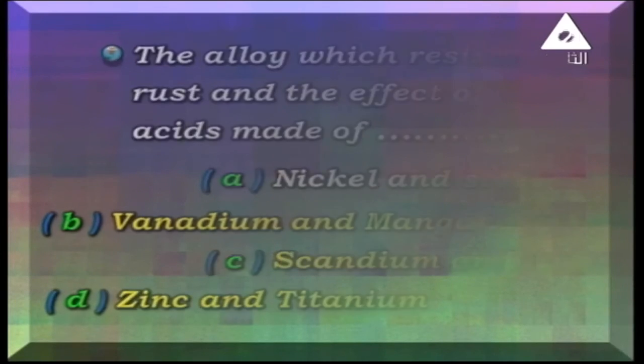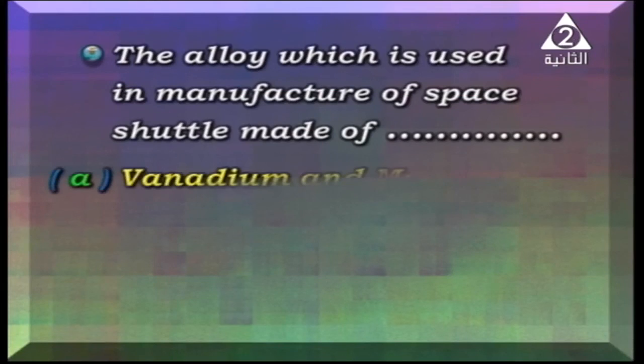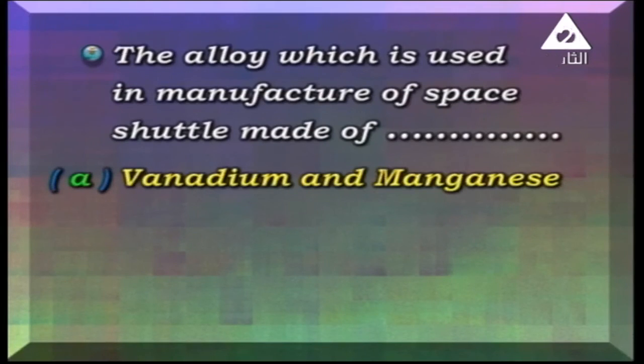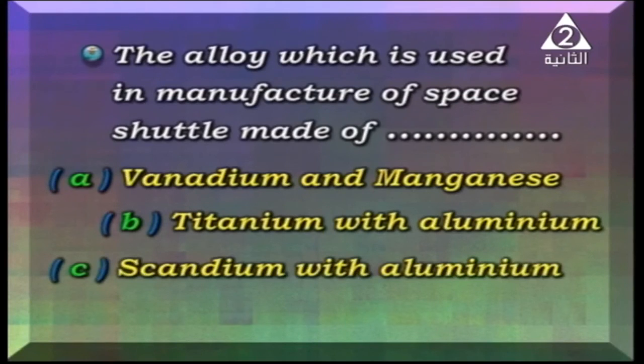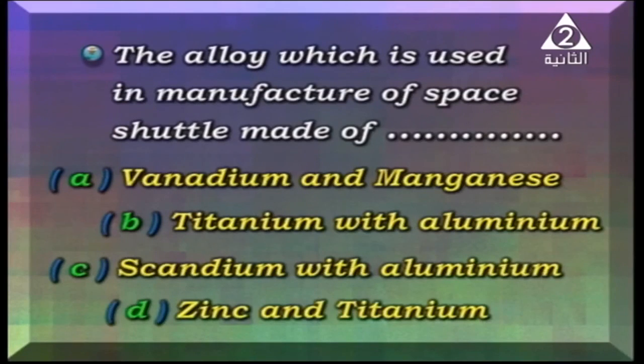Next point, the alloy which is used in the manufacture of the space shuttle is made of what? Is it vanadium and manganese, titanium with aluminium, scandium with aluminium, or zinc and titanium? If you think about it, yes, it will be titanium with aluminium.